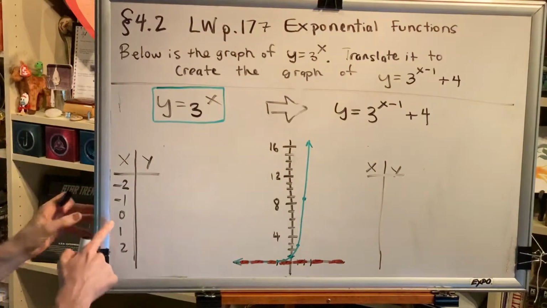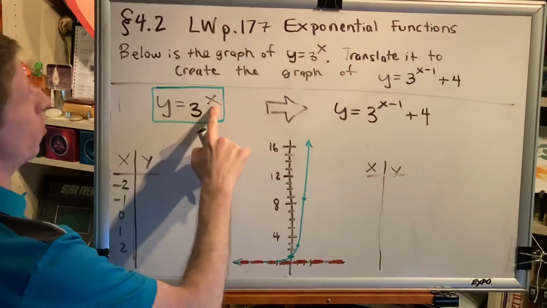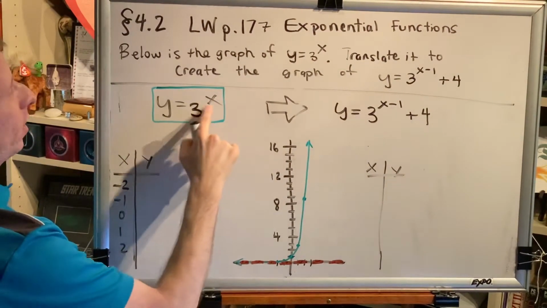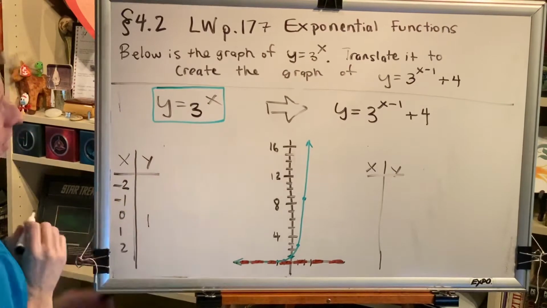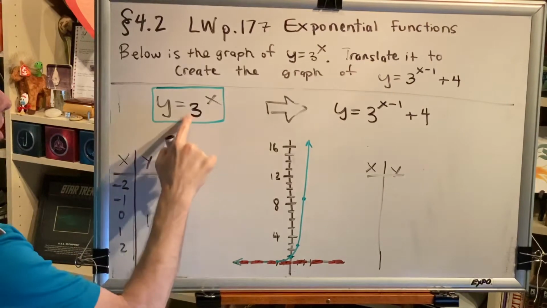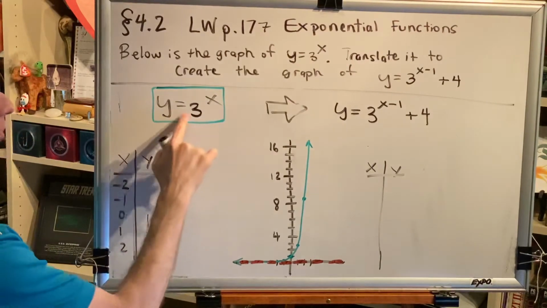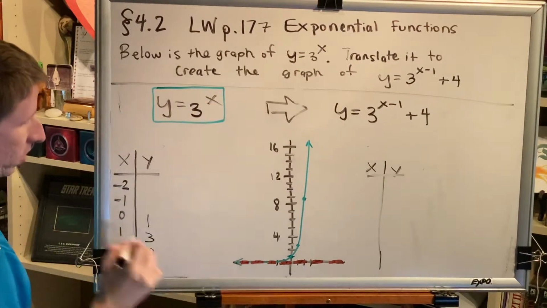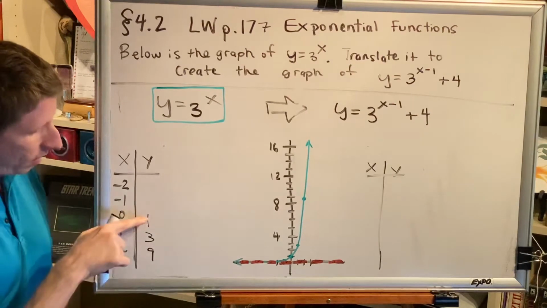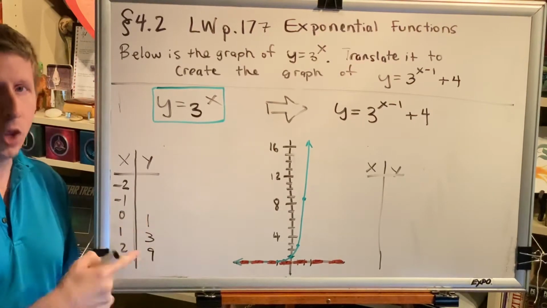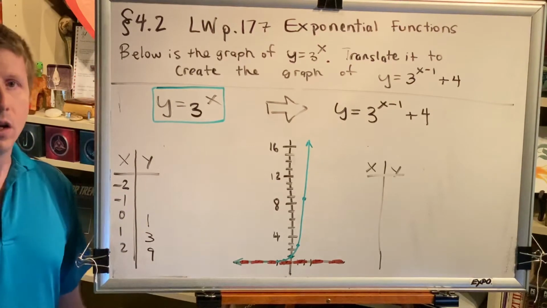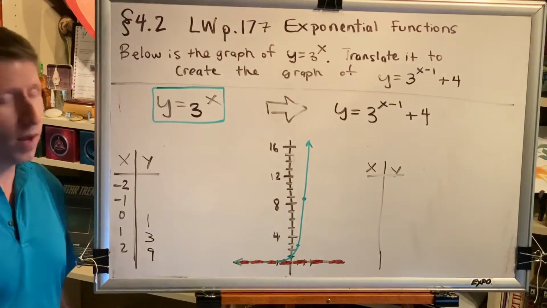For example, if x is 0, what happens when you put a 0 right here? You get 3 to the 0 power, which is 1. If x is 1, you get 3 to the first power, which is 3. And if x is 2, you get 3 to the second power, which is 9. So the obvious pattern here is times 3, times 3. What would happen if we went up the chart? Well, it would change to divide by 3, divide by 3.